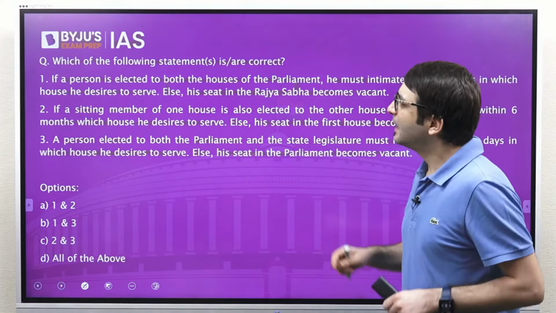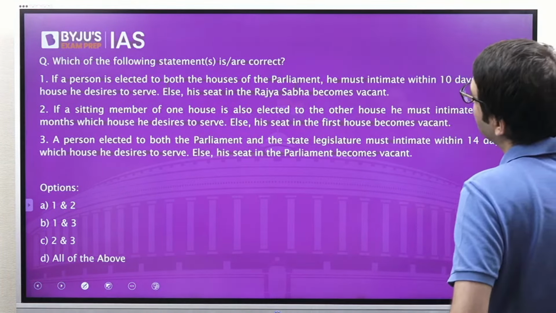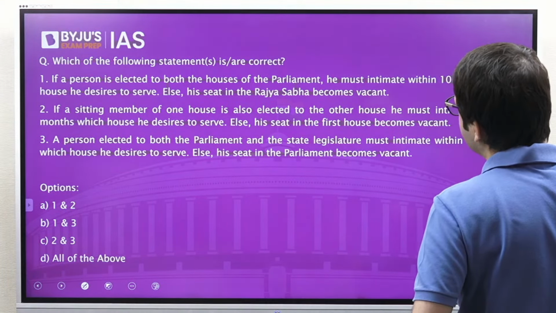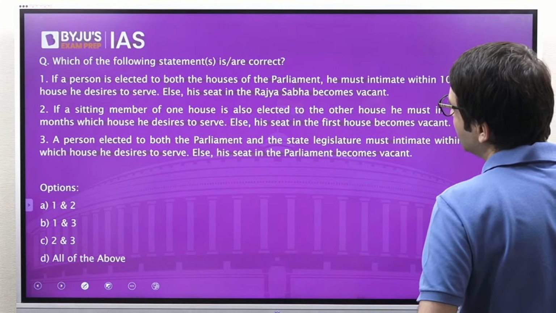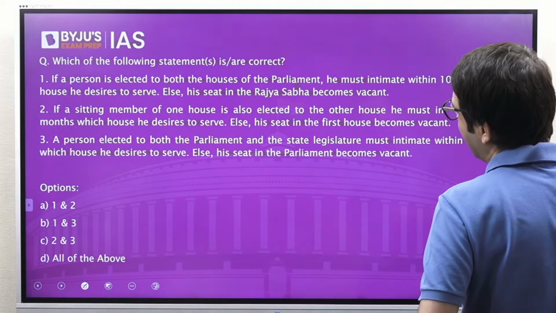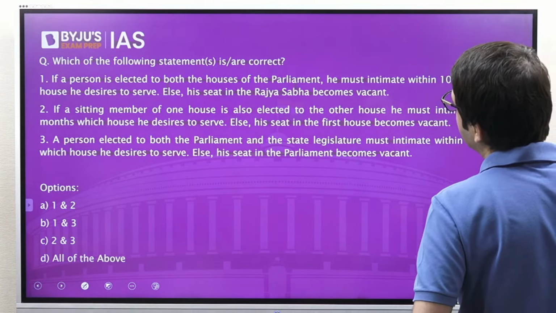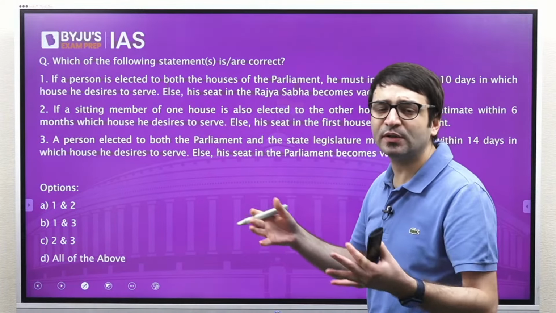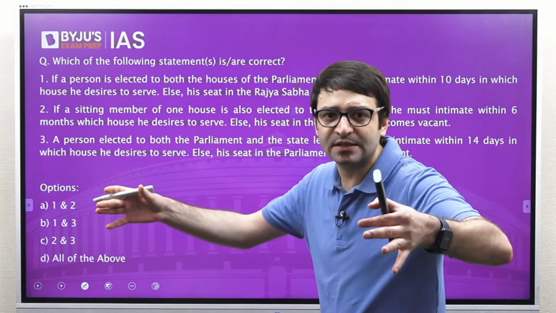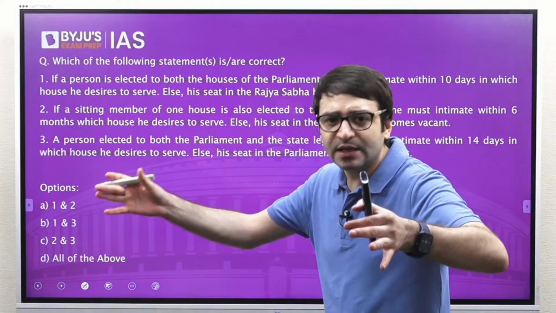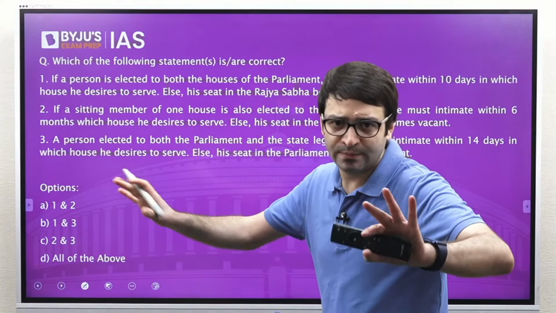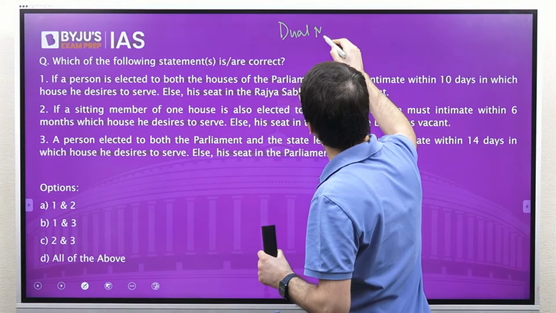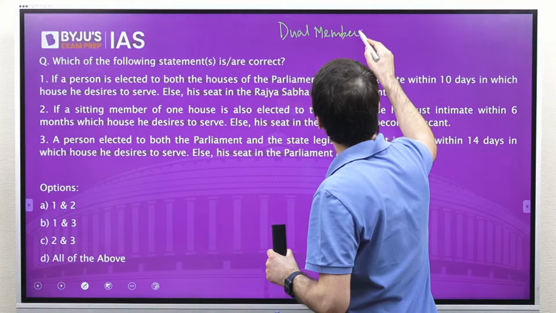Clear? If a person is elected to both the houses of the Parliament, he or she must intimate within 10 days in which house he or she desires to serve. Else, her seat in Rajya Sabha becomes vacant. If a person is elected to both houses of the Parliament, Lok Sabha as well as Rajya Sabha at the same time, can he continue? No. In both the seats, no, because there is no such thing as dual membership.